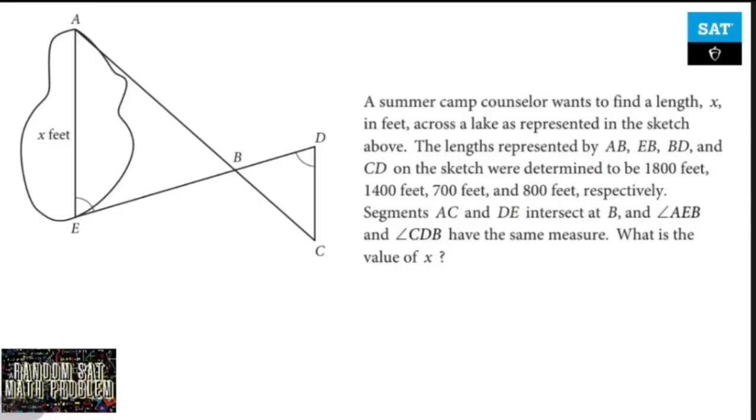A summer camp counselor wants to find a length x in feet across a lake as represented by this picture. The lengths represented by AB, EB, BD, and CD on the sketch were determined by 1800, 1400, 700, and 800, respectively. So let's label things out, making sure that I don't screw anything up. AB is going to end up being 1800, so let me mark AB as 1800.